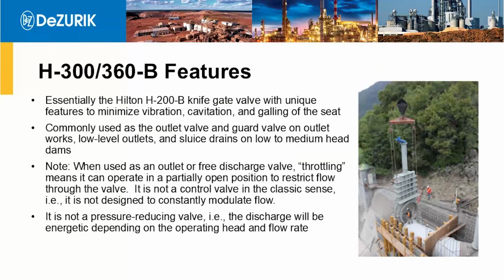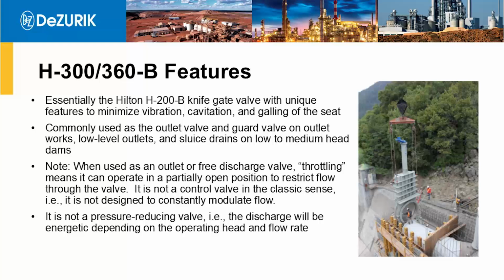The throttling knife gate valve is basically our bread and butter 200B knife gate valve, except we make a square gate and a square body to minimize vibration and help with cavitation. I can present individual presentations on each of these valves after this one, so we can go into more detail. But they're commonly used as outlet valves and guard valves on low-level outlets or sluice drains, in applications where the owner had to replace a valve or increase the size of the valve.